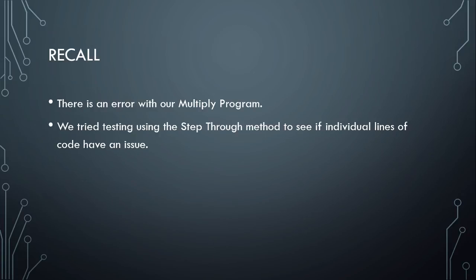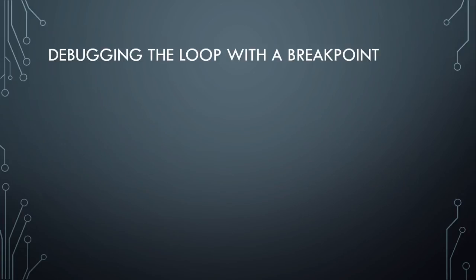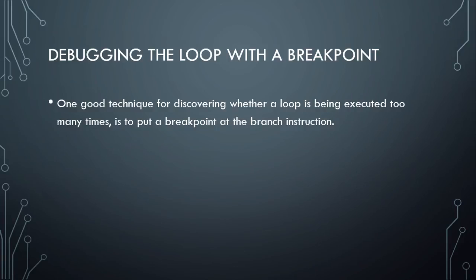We tried testing using the step-through method to see if individual lines of code have an issue. However, all the individual lines of code are doing as they should, so we will need a new method besides tracing to determine the error in our program. So this method is going to be debugging the loop with a breakpoint.